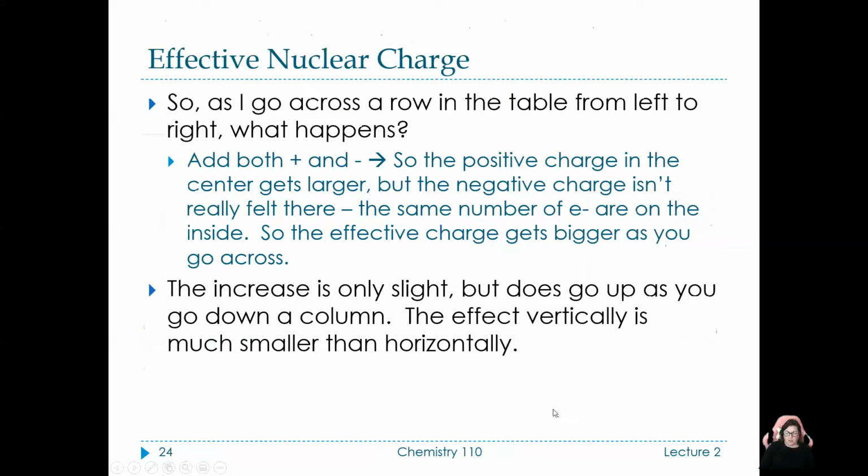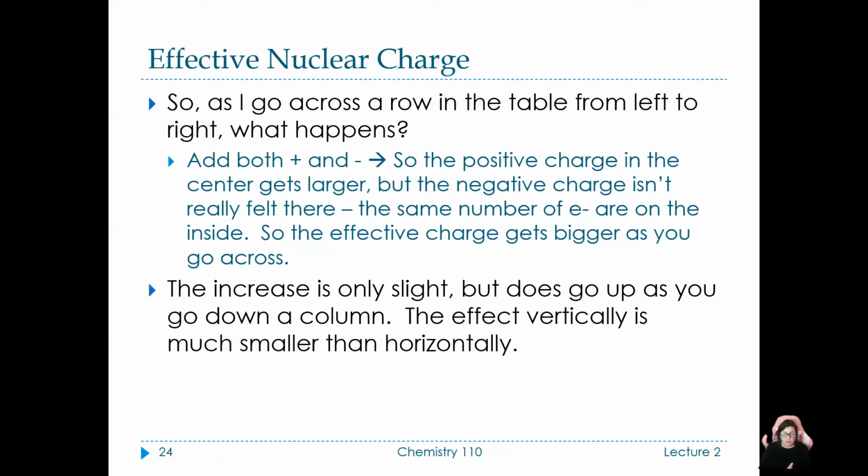Effective nuclear charge. So as I go across a row in the table from left to right, what happens? Well, as I go from left to right, I'm adding both protons in the nucleus and an electron on the outside. Now, the nucleus is very small, and the electrons are all over the place around that. So the positive charge in the center gets larger, but the negative charge isn't really felt there. The same number of electrons are on the inner shells, right? So the effective nuclear charge gets bigger.